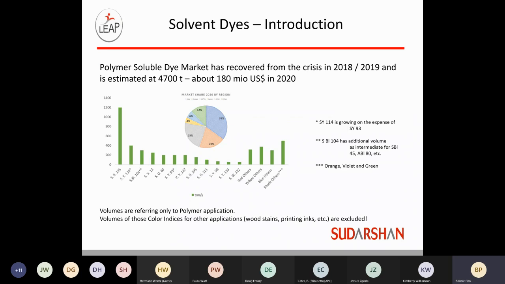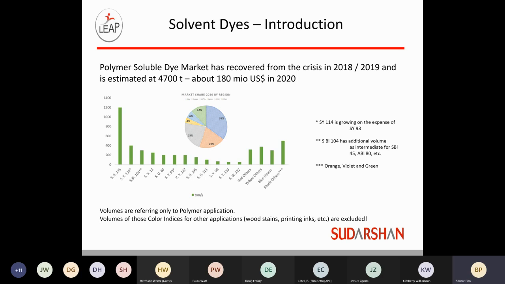So with respect to polymer dyes, this chart that I have here is primarily targeted at polymer soluble dyes, so that we can dive down a little bit more specifically into the type of solvent dye that Sudarshan is producing. The polymer soluble dye market is estimated to be about 4,700 tons, with a value of about $180 million in the U.S.